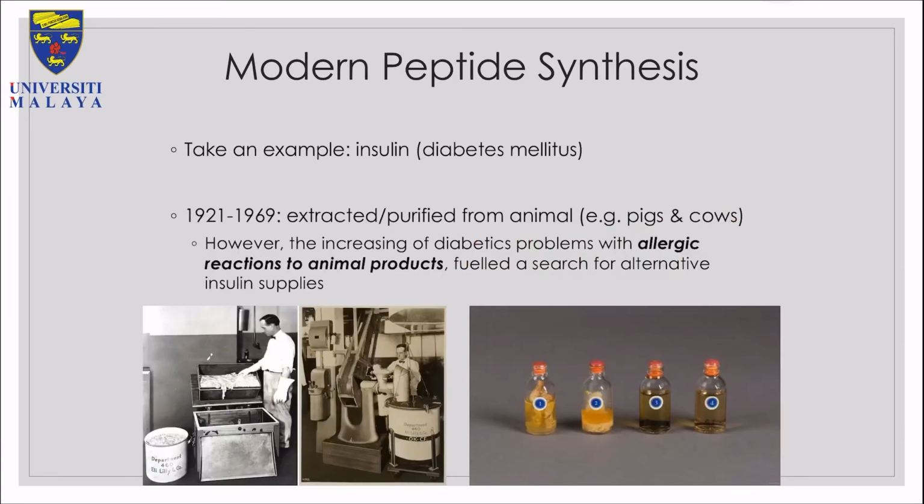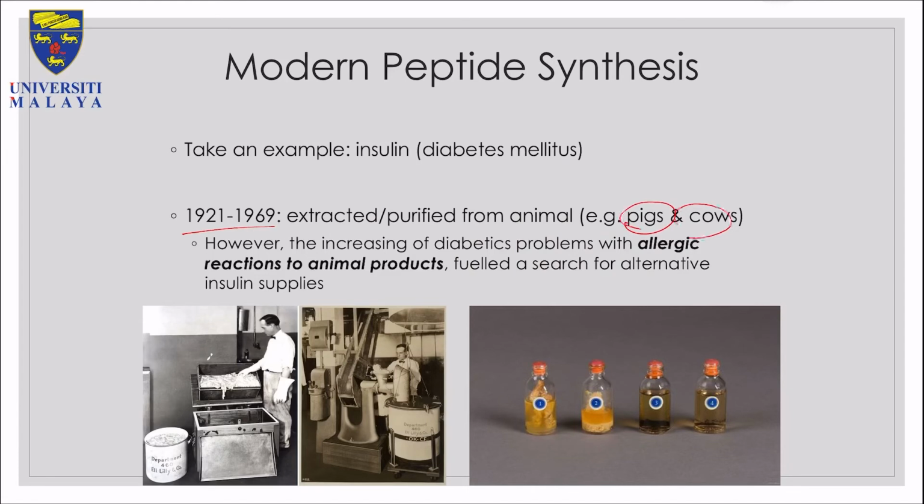Okay, so take insulin as an example. Originally, between 1921 and 1969, diabetes was discovered, and people knew that insulin can be used to control the symptoms of diabetes. Originally it was extracted from pigs and cows, of course purified, and injected into humans to be used as insulin.